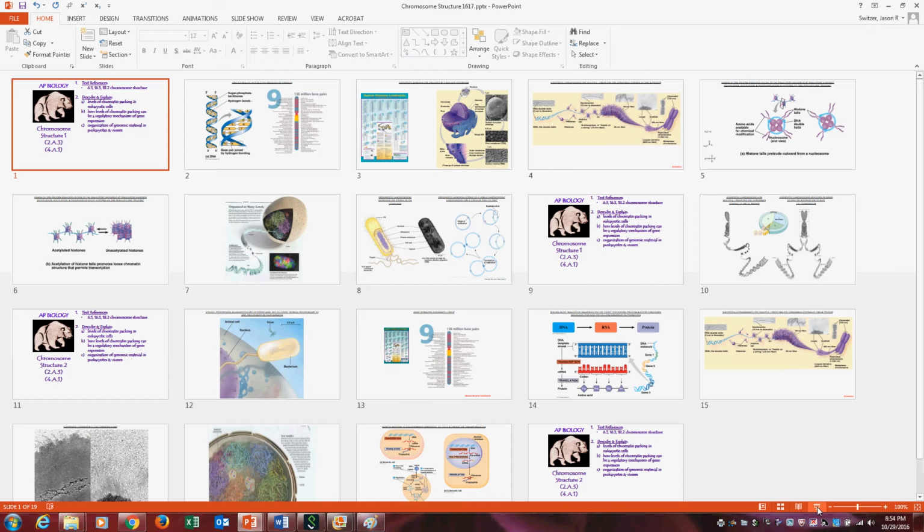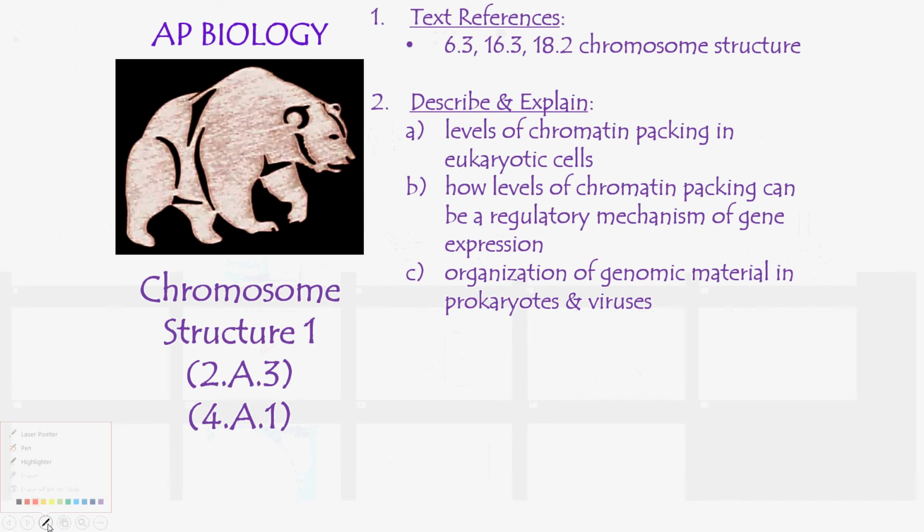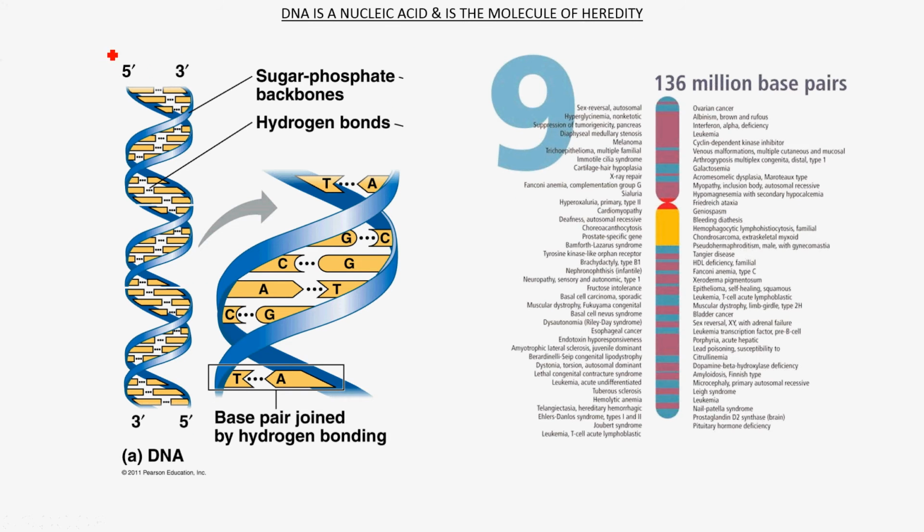Welcome to another screencast where this time we'll be discussing the structure of the chromosome and dealing with the levels of chromatin packing, specifically in eukaryotic cells. From previous screencasts and biology classes, you understand that the DNA molecule is a double-stranded DNA molecule. It's also described as a double helix in structure.